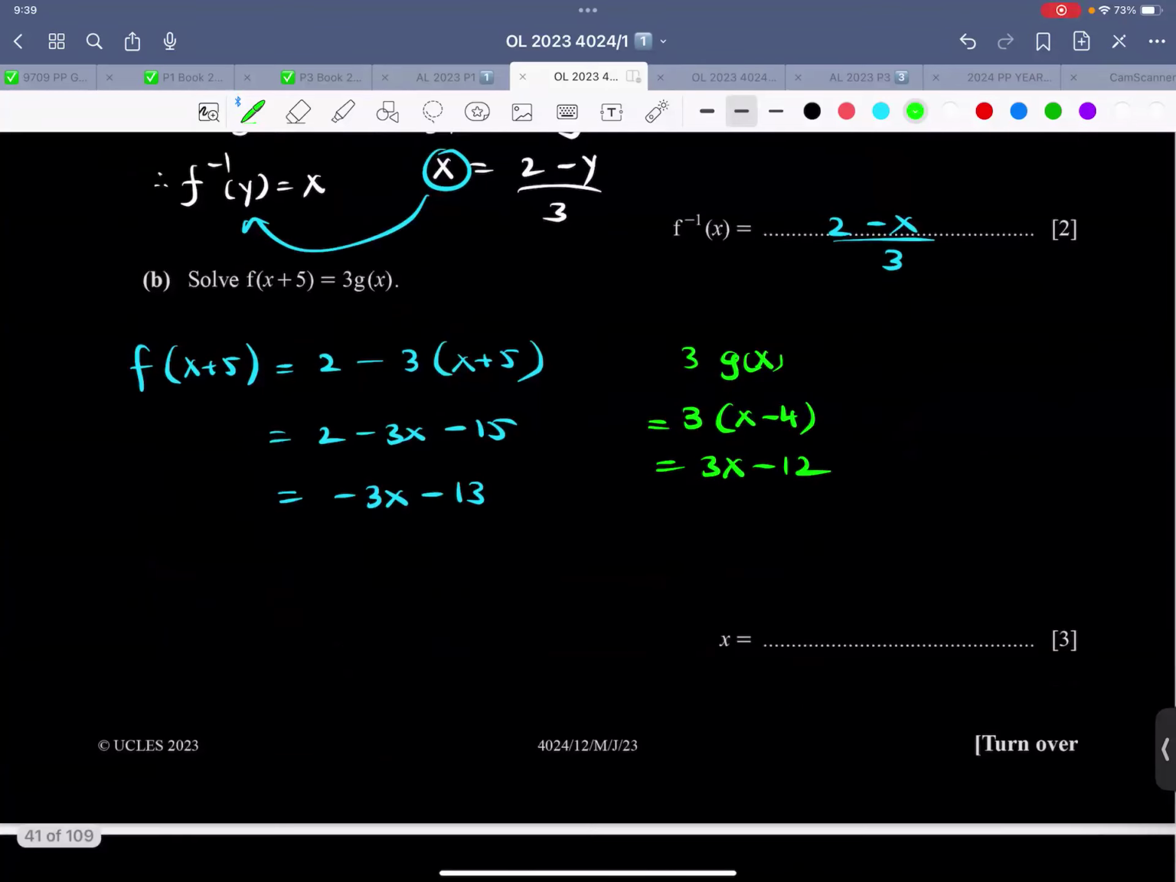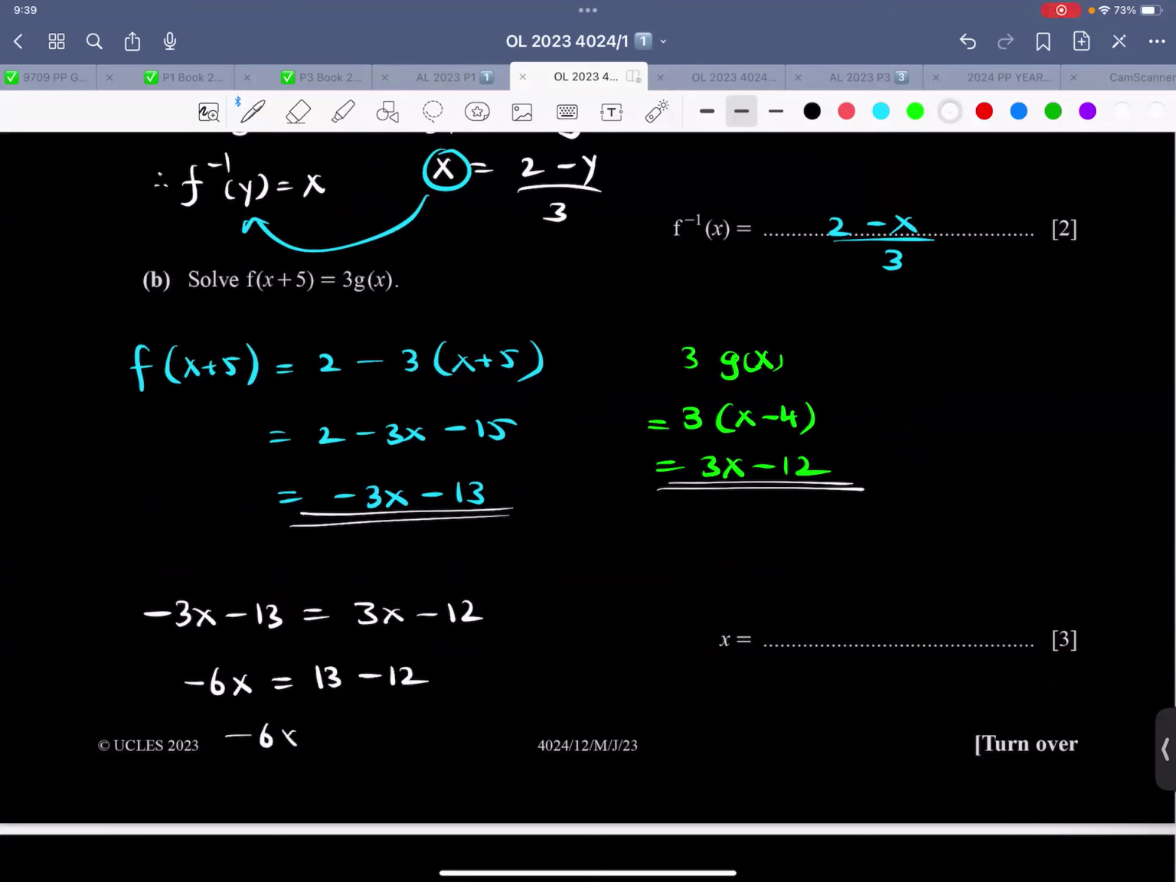And they are equal. So equate this with this. So negative 3x minus 13 equals 3x minus 12. Take it to the other side. Negative 6x equals negative 13 becomes positive 13, minus 12. Negative 6x is 1. Therefore, x is negative 1 over 6. That's the answer.